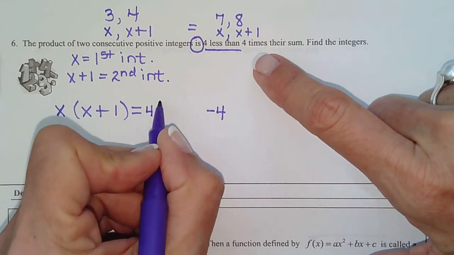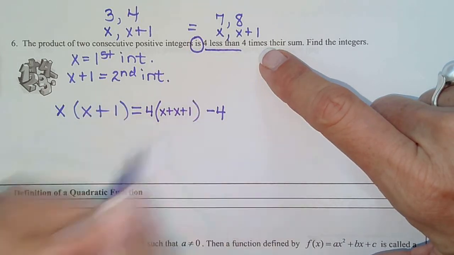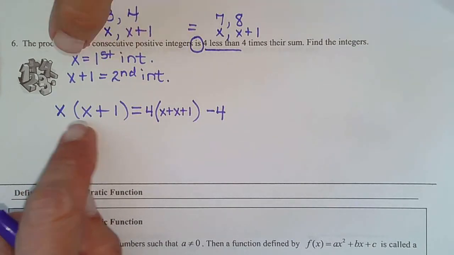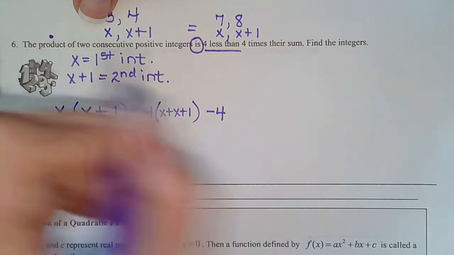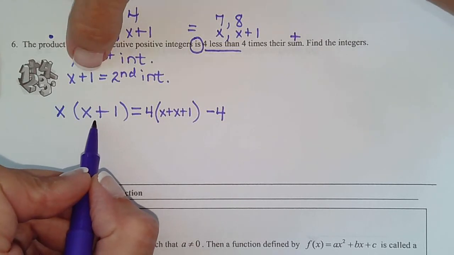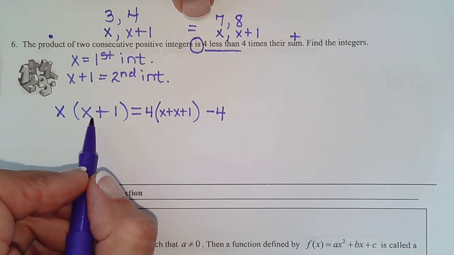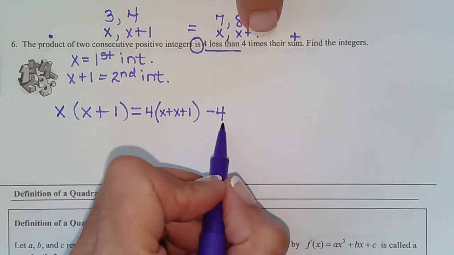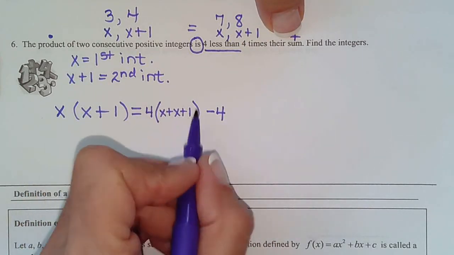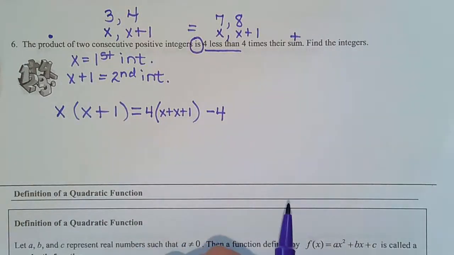4 times their sum. Sum means to add. So you're really just translating word for word. So product of two integers. So product means multiply. Sum means add. So it means the first integer times the second, and because this was two terms, I put it in parentheses. Is means equal in math. 4 less than means minus 4. 4 times their sum. I knew that was going to need parentheses because we're adding something.